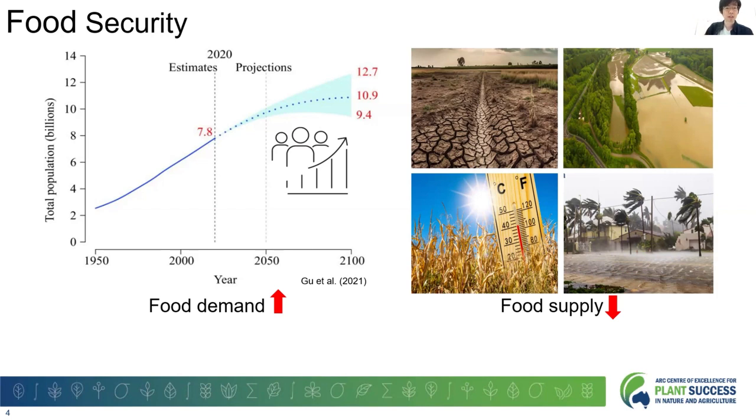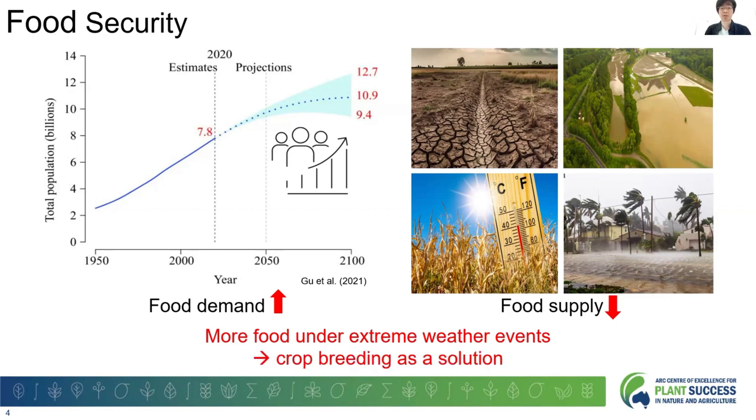That's why we think about the scenario where we have to increase food production under extreme weather events like this. So this is a very difficult issue and difficult to solve. There are many ways to tackle these problems. And one approach can be the application of crop breeding by developing new cultivars which can produce more crop yield under harsher and more difficult environments.